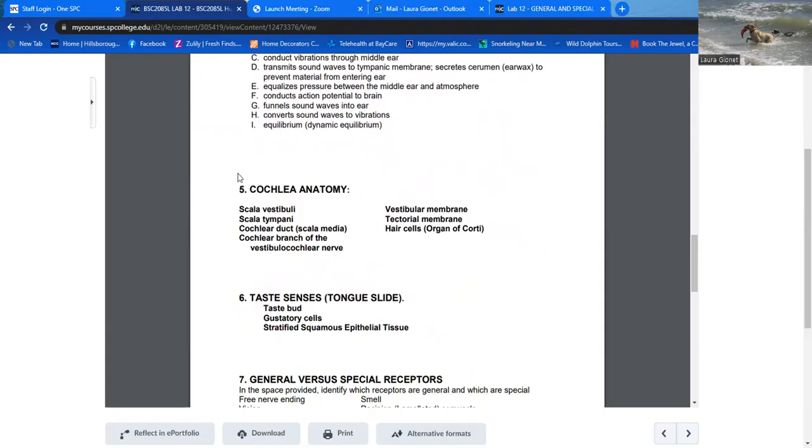Okay, so then we go to the cochlea anatomy. There's a large model where we're going to identify the scala vestibuli, the scala tympani, the cochlear duct, the cochlear branch of the vestibulocochlear nerve, the vestibular membrane, the tectorial membrane, and the hair cells of the organ of Corti. My video on that is very good. Sometimes I did the videos on the models because there weren't real good pictures already on the course page.